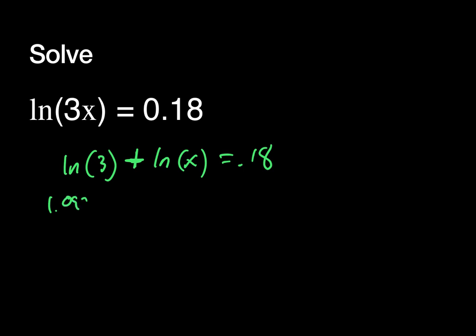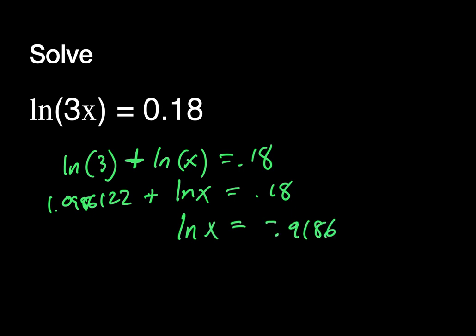So natural log of 3x equals 0.18. I'm going to rewrite it as the natural log of 3 plus natural log of x. When they multiply, it can be split into adding, equals 0.18. And the natural log of 3 is an actual number. It's 1.0986122, something like that, plus natural log of x equals 0.18. Going to subtract this from both sides. So 0.18 minus that, and natural log of x equals negative 0.9186122888.